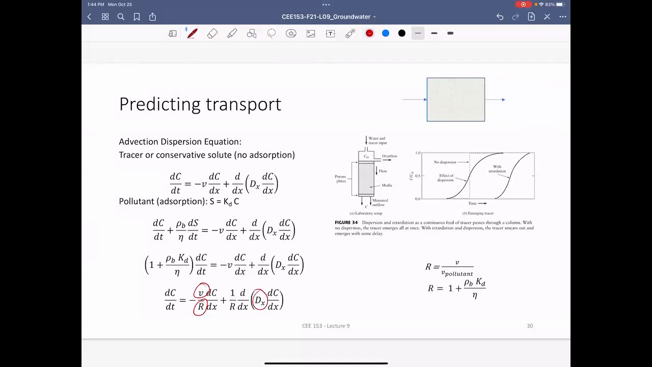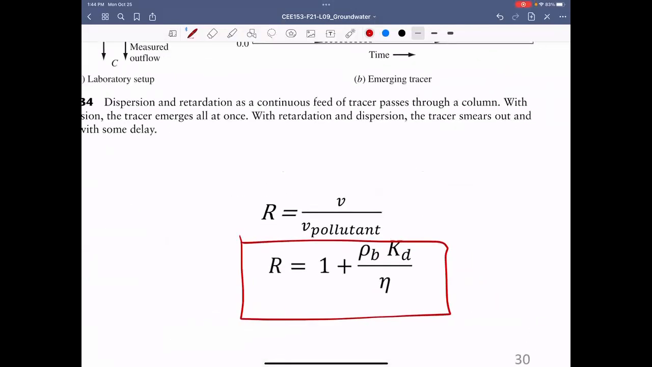And so that retardation, based on these equations, turned out to be this: 1 plus bulk density of soil times Kd, which is the adsorption coefficient, divided by porosity. And what is the retardation coefficient? It's basically velocity of water divided by velocity of pollutants. It's a measure of how slow the pollutant is moving with respect to water.